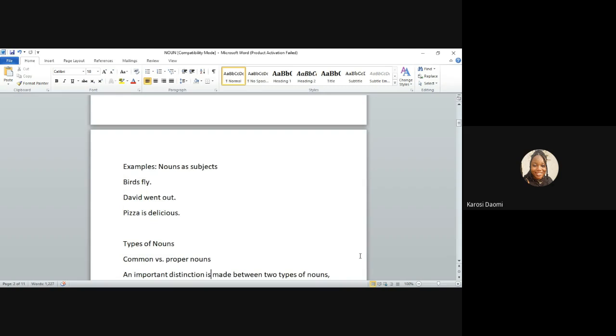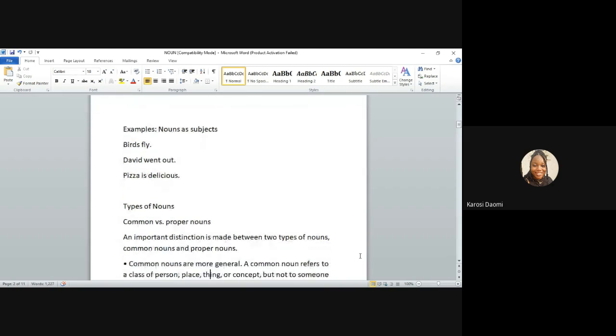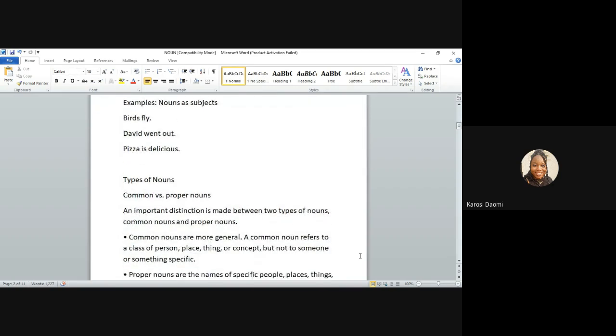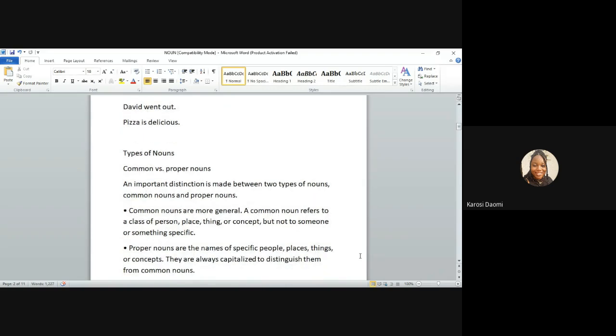Types of nouns. We're moving to the types of nouns that we have. Now, there are various types of nouns that we have in the English language, and we'll be looking at them in pairs. So you have common nouns and proper nouns. Now, an important distinction is made between two types of nouns. So you have common nouns and you have proper nouns.